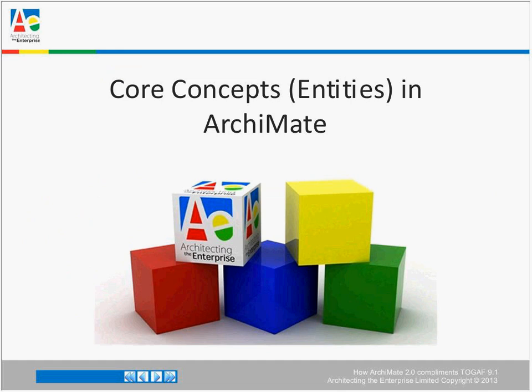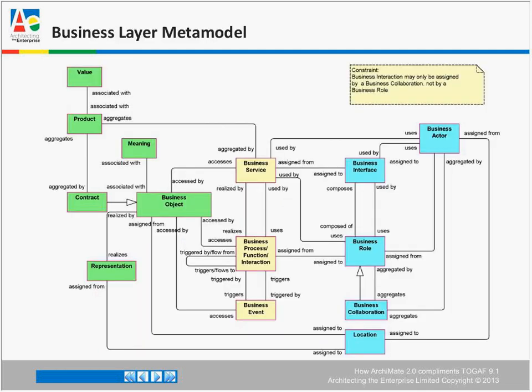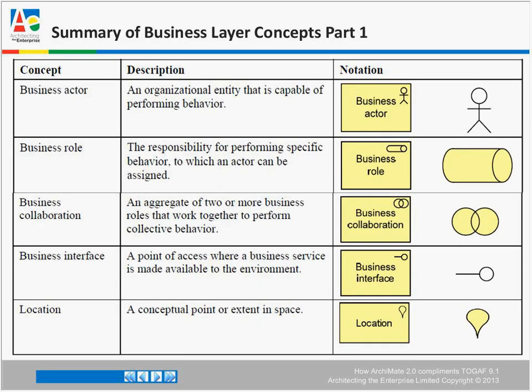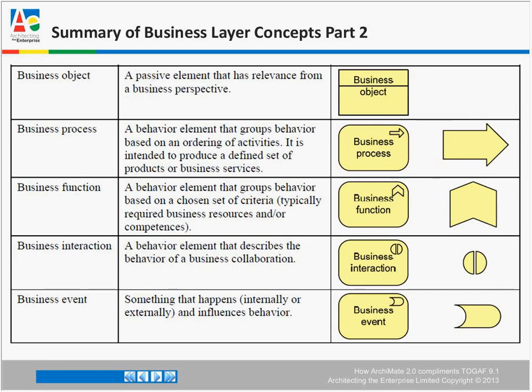Let's now have a look at the core concepts in ArchiMate. This is the business layer metamodel. It's just the relationships. I won't go into this in detail. I'll move right ahead and just look at the actual elements themselves. And we can see here that, if you're familiar with the TOGAF metamodel, business actor, business role, and location all have counterparts in the TOGAF metamodel, but business collaboration, as I've already said, and business interface don't.